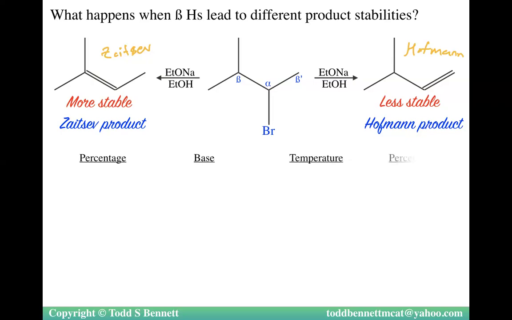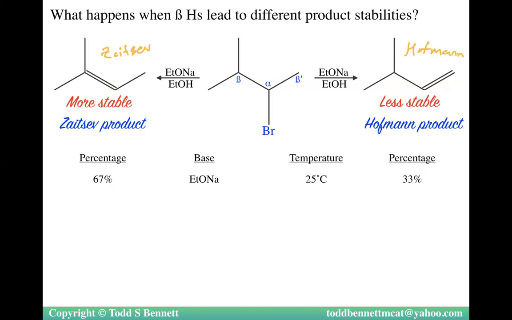So if we were to use the same compound, this has been well studied, we're going to look at the percentage of which one we get. So the percentage of the Zaitsev product, percentage of the Hofmann product, the base we chose, and the temperature we chose. So for this particular reaction, we use ethoxide at room temperature, around 25 degrees. When we do this, we end up getting about 67% of the Zaitsev, about 33% of the Hofmann.